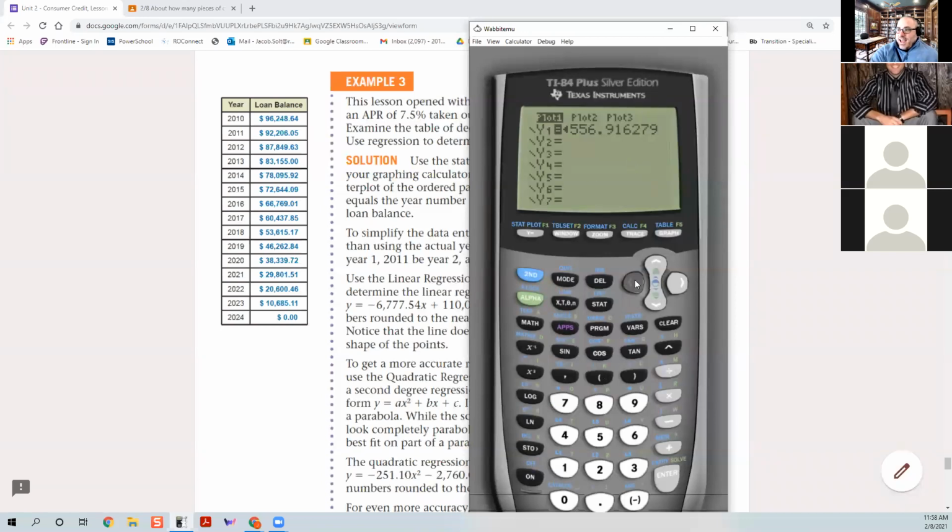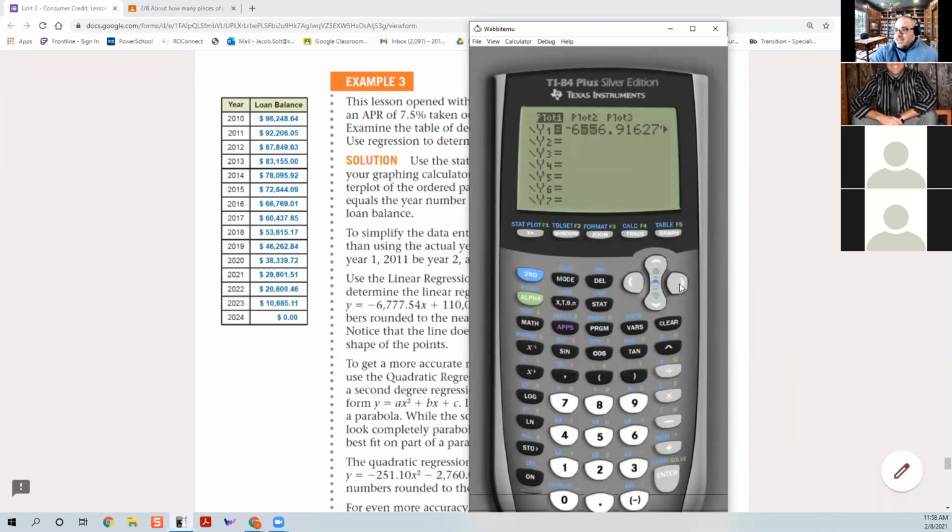So that's my A, times X. I've got to put my X variable in, using this button up here. And then I'm going to add the B, because it's mx plus b. B is 107,721.2727. So I've got it in here just like that lin reg told me to do. It told me it's in that Y equals A times X plus B format, and I got it in there.